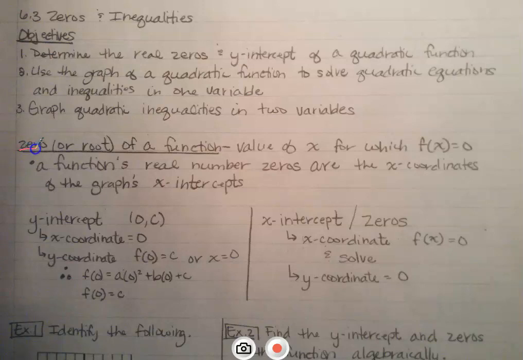So first up, let's start with the definition. So we have this zero or root. Those are the same things. So you might box that in or something. A zero or a root of a function is the value of x for which f of x equals 0. Remember that f of x is the same thing as y. So it's the value of x for which y equals 0.